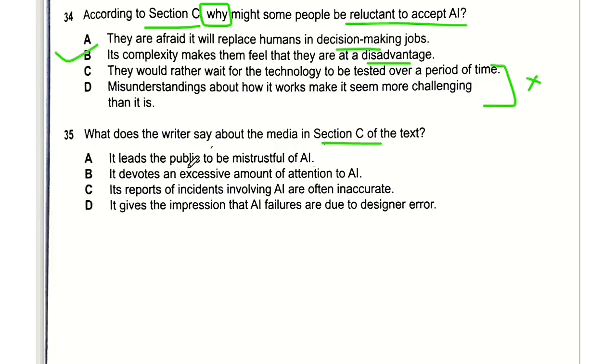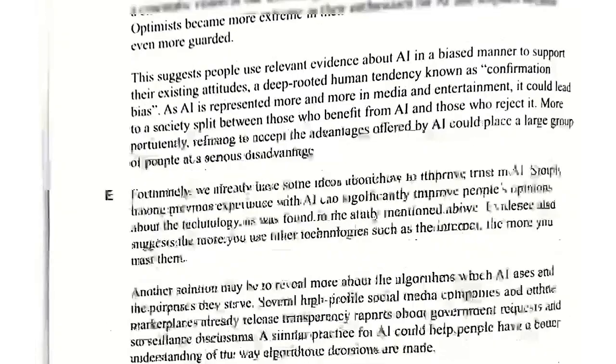What does the writer say about the media? Options: devotes an excessive amount of attention to AI, reports incidents that are inaccurate, gives the impression that AI failures are due to designer error. This is not clearly mentioned. This is not mentioned in the paragraph, but it is clearly mentioned that because of the media attention, it is leading the public to be mistrustful of AI. And still they have not mentioned the depictions of AI. Now we'll be moving to the next paragraph.